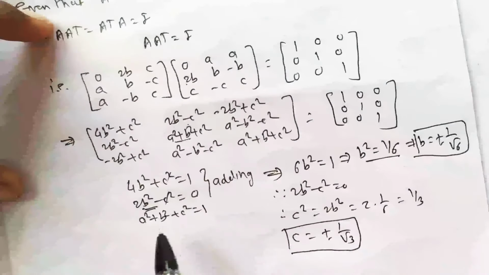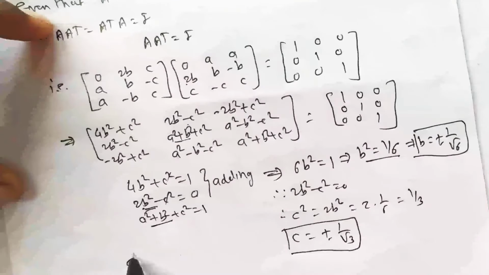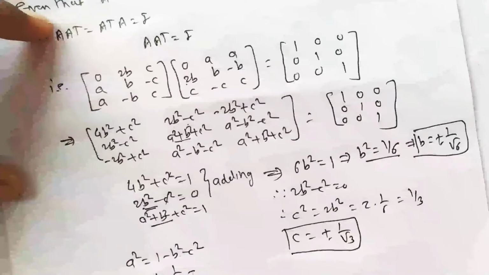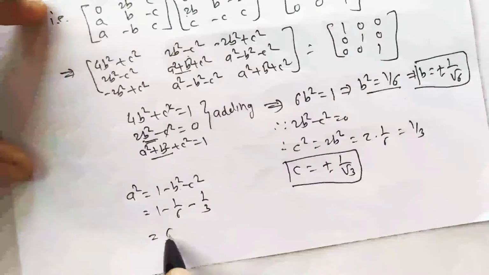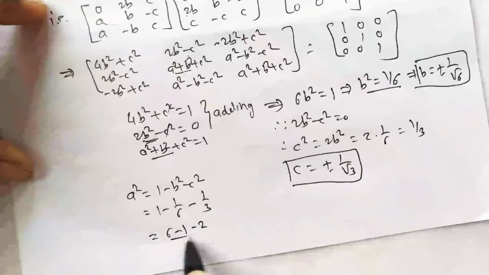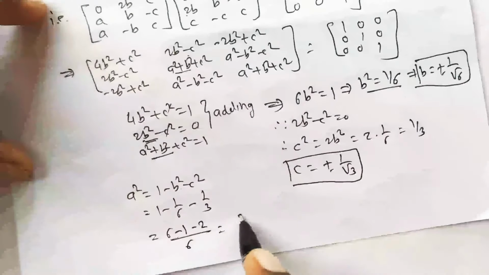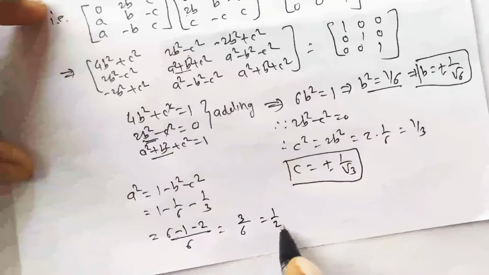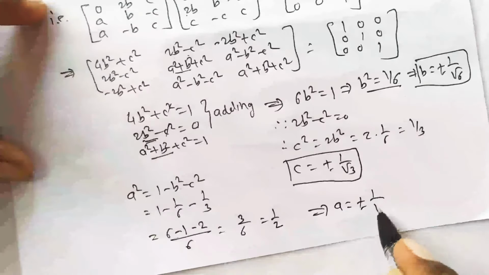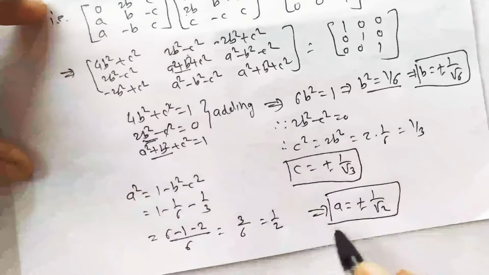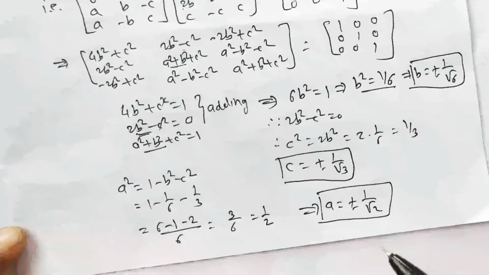Okay, c is equal to plus or minus 1 by root 3, b is equal to plus or minus 1 by root 6. Put here, and therefore a square is equal to 1 minus b square minus c square. So b square is 1 by 6, c square is 1 by 3. After simplification, if we take 6 as the LCM, we get 6 minus 1 minus 2 upon 6 equal to 3 by 6, that is 1 by 2. So a square is equal to 1 by 2, and therefore a is equal to plus or minus 1 by root 2. Okay, so these are the values of a, b, c.